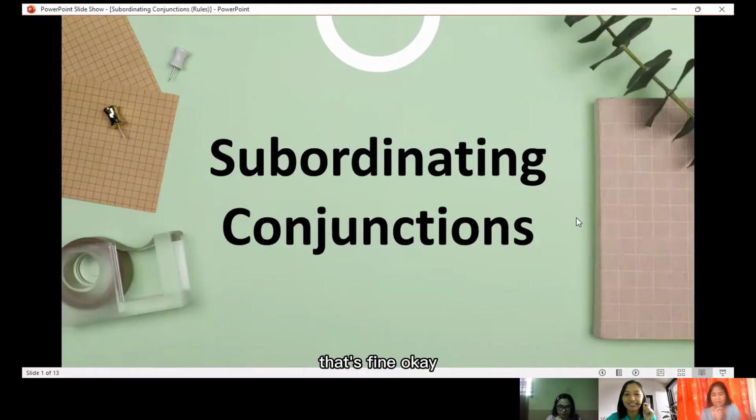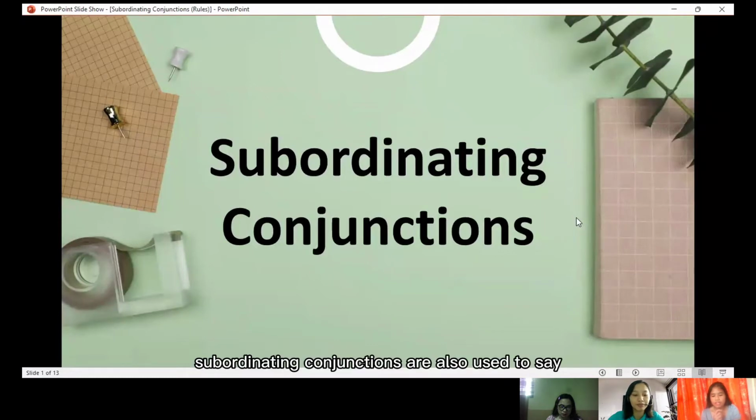That's fine. Okay, subordinating conjunctions are used to connect words, phrases, and clauses of unequal importance. Clause means a group of words that contains a subject and verb. Subordinating conjunctions are also used to say why, where, or when something happens.